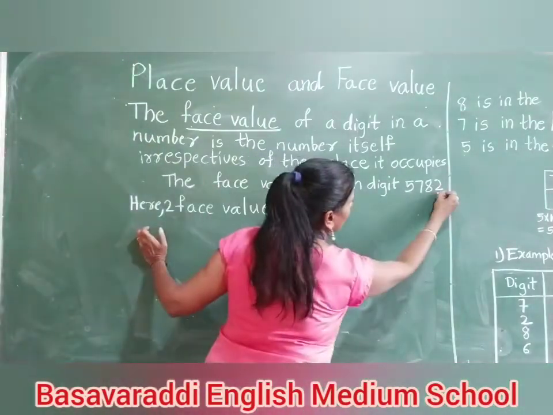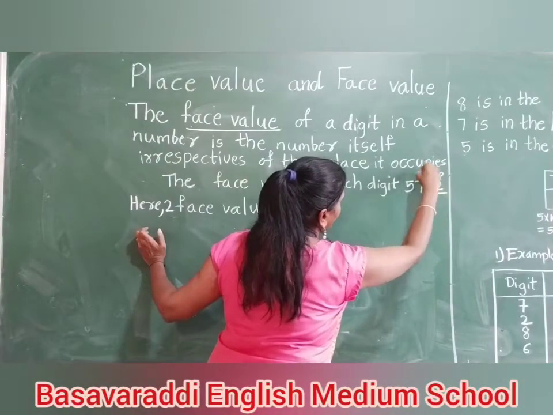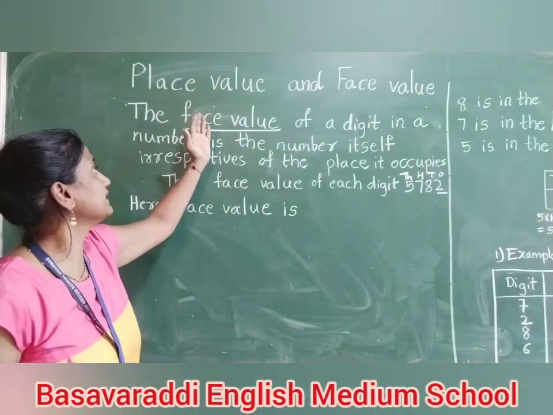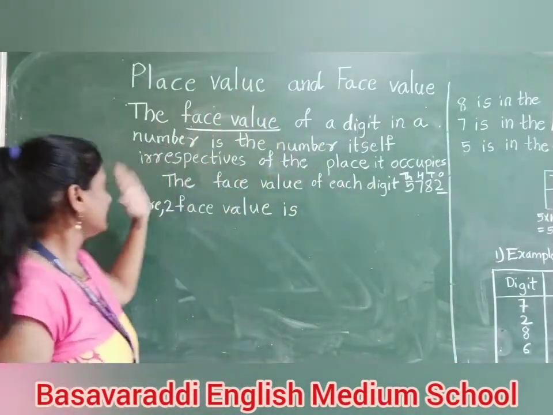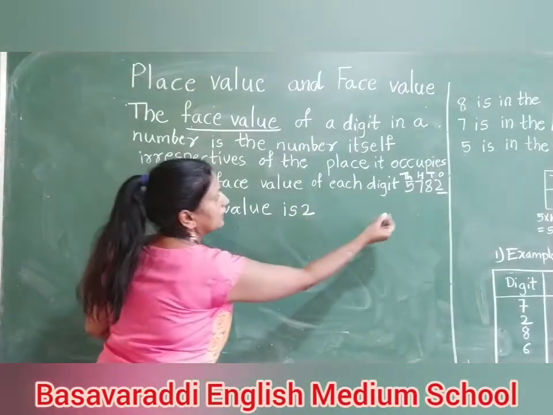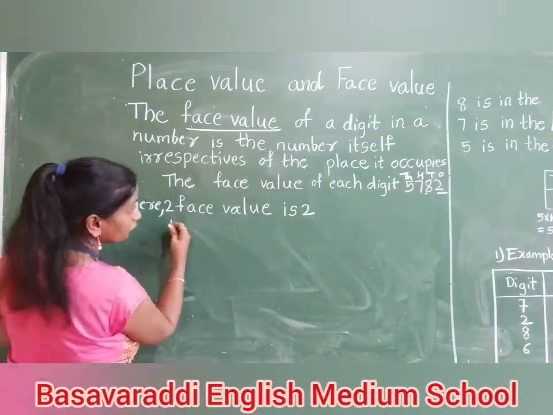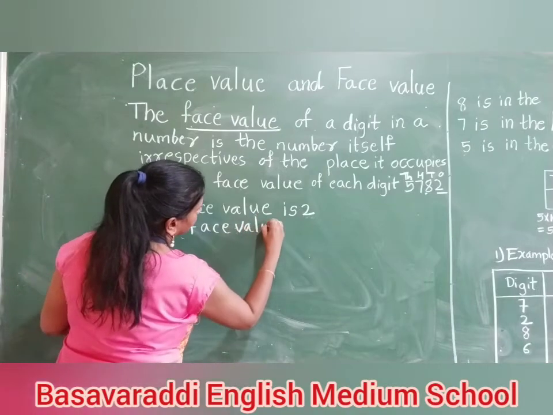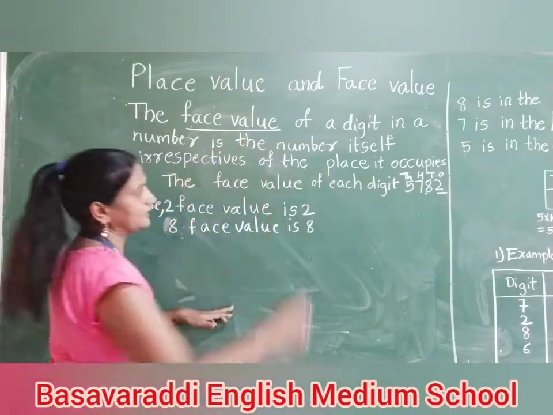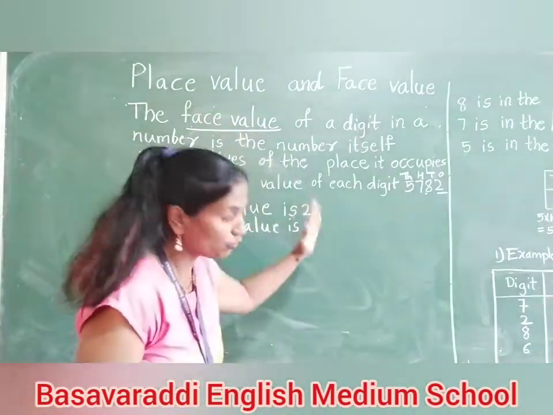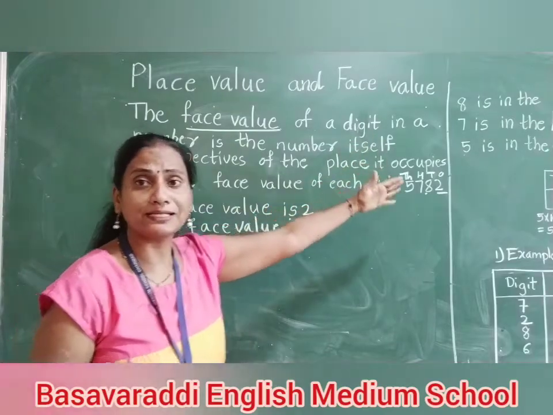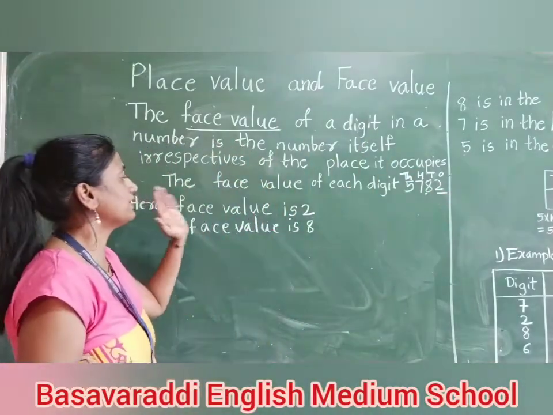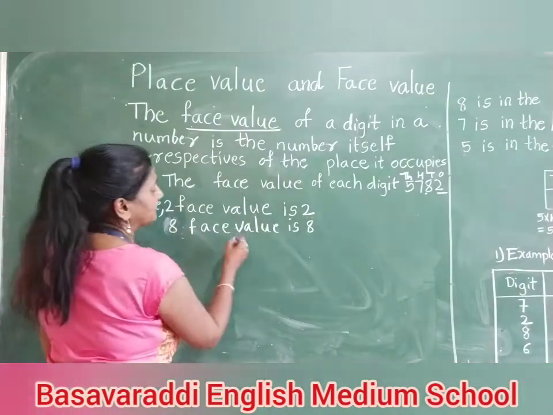Here, 2. First, we are moving on to the first place. This is the 10's place, this is the 100's place, and this is the 1000's place. 2 means, here the place value of 2 is 2 only. Now, in the 10's place, the digit is 8, so we are multiplying by 10. So the place value of 8 is 80.